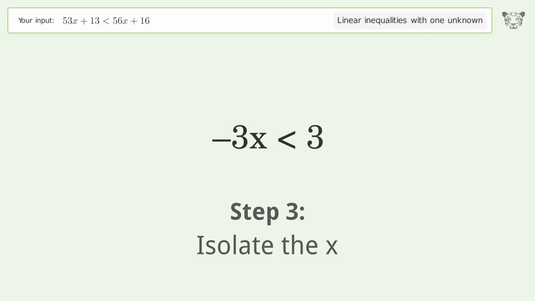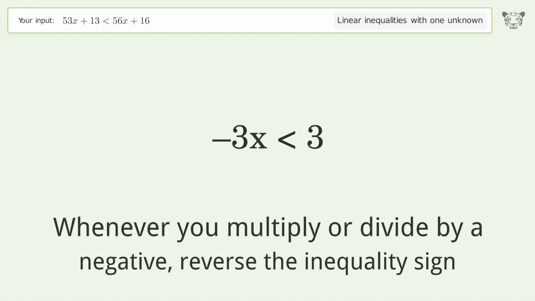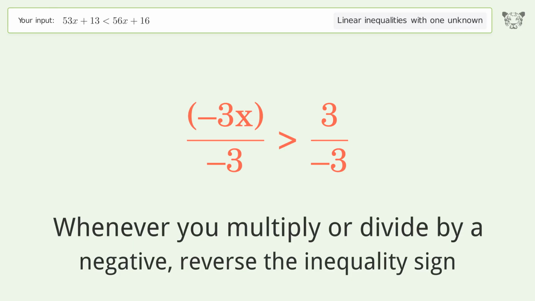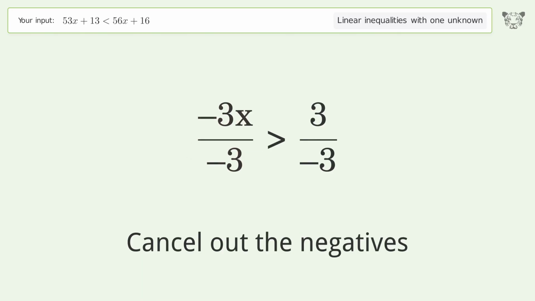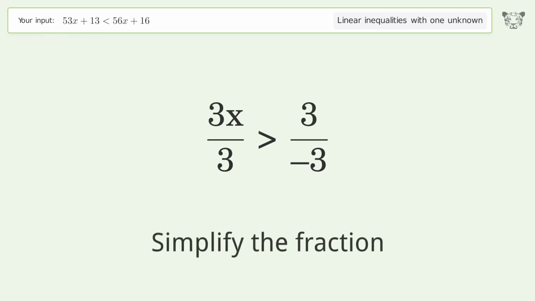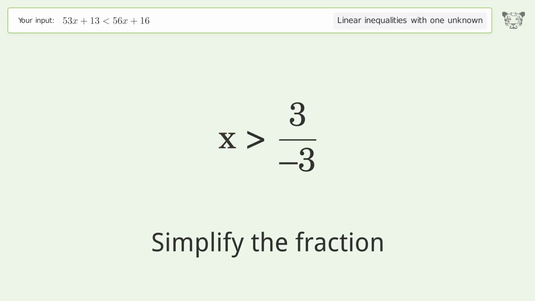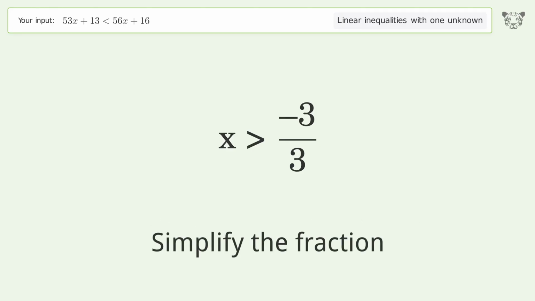Isolate the x. Divide both sides by -3. Whenever you multiply or divide by a negative, reverse the inequality sign. Cancel out the negatives. Simplify the fraction. Move the negative sign from the denominator to the numerator. Simplify the fraction.